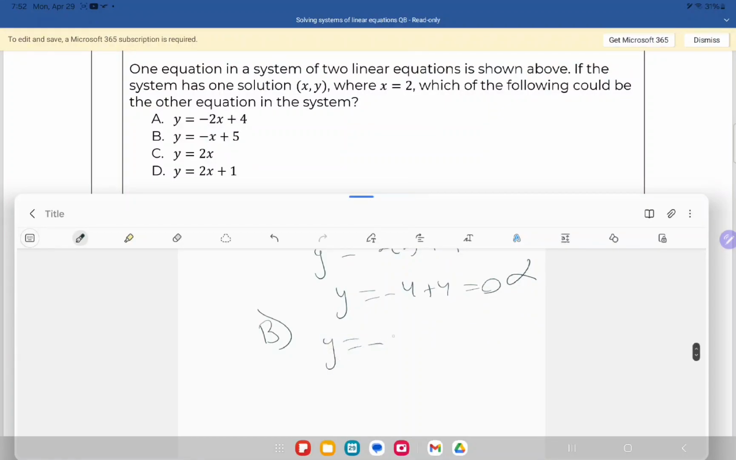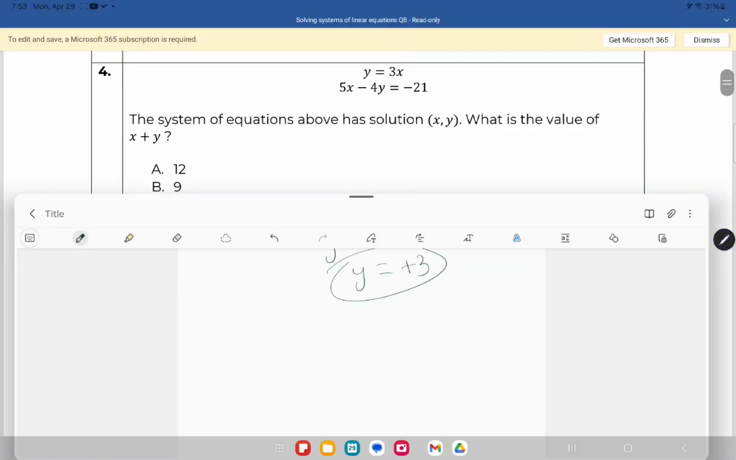Then I'm going to move on. y is equal to minus x plus 5, with x equal to 2, so y is equal to 3. So B is going to be my answer. C is clearly wrong. D is clearly wrong for the same reasons, basically. Now let's move on to number 4.